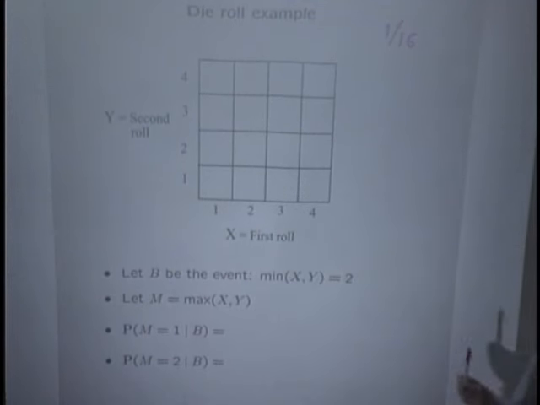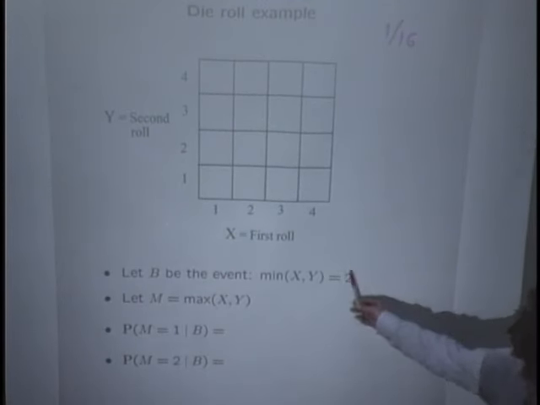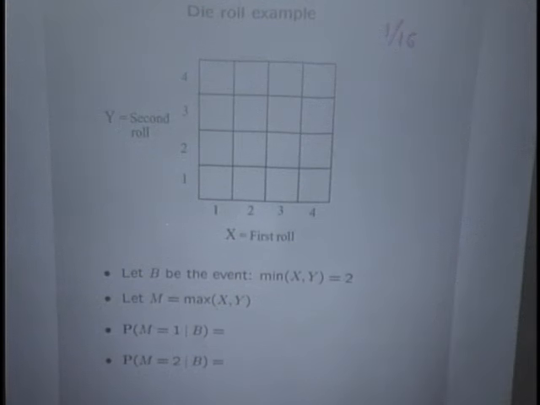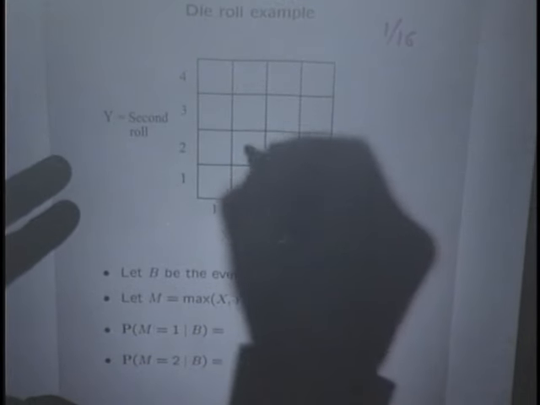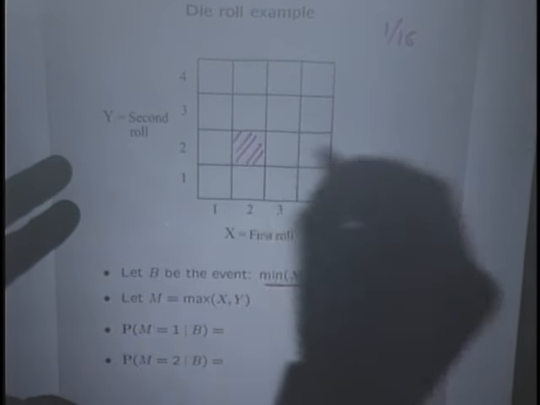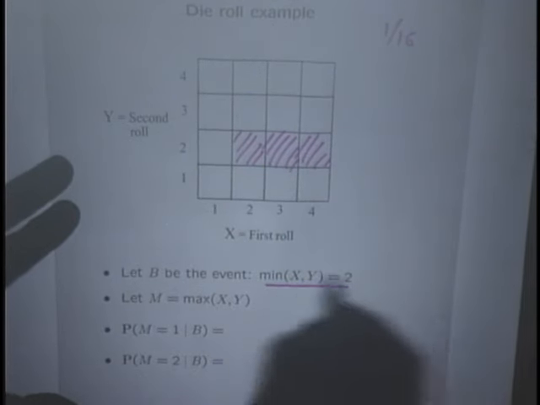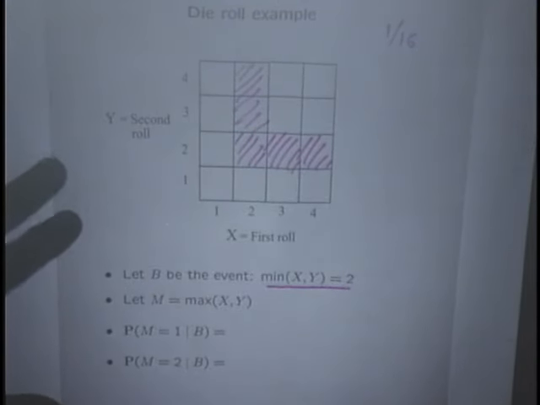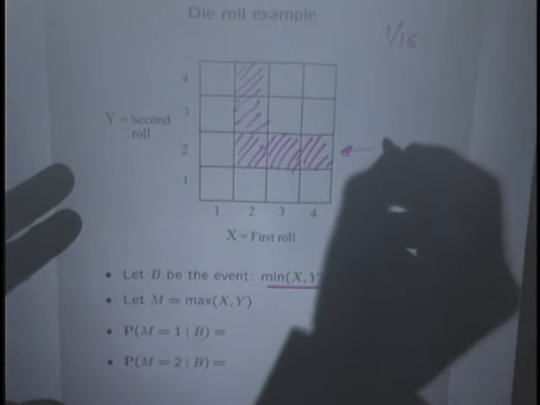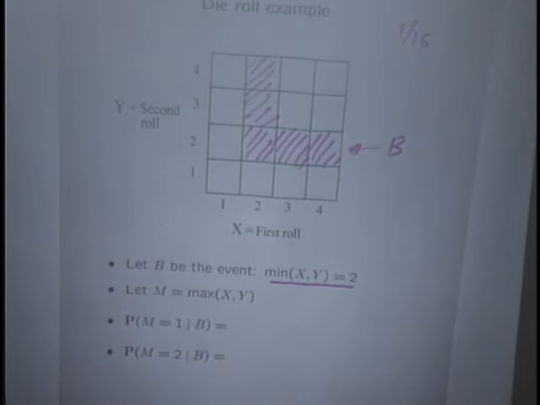That's our original model. Then somebody comes and tells us that the minimum of the 2 rolls is equal to 2. What's that event? The minimum equal to 2 can happen in many ways: if we get 2 twos, or if we get a 2 and something larger. And so this is our new event B. The red event is the event B.